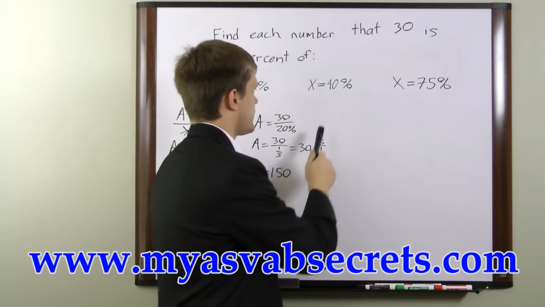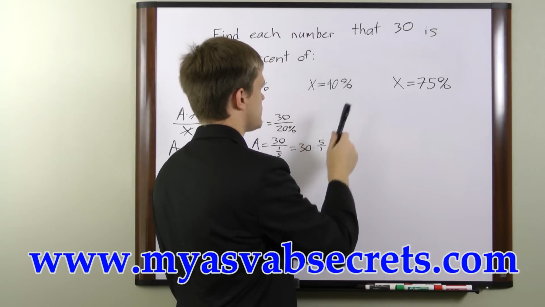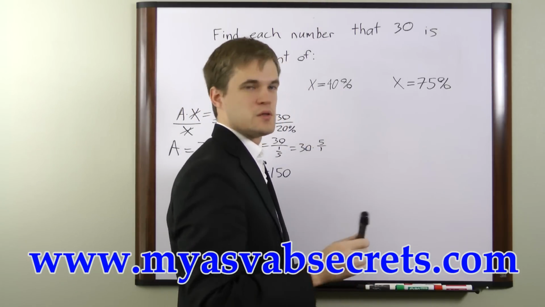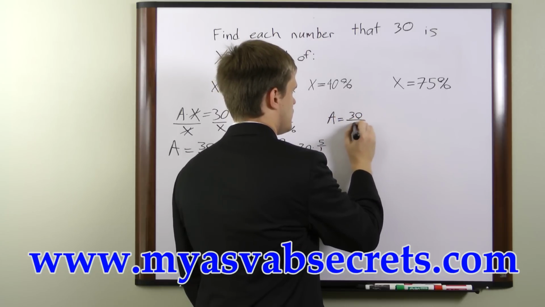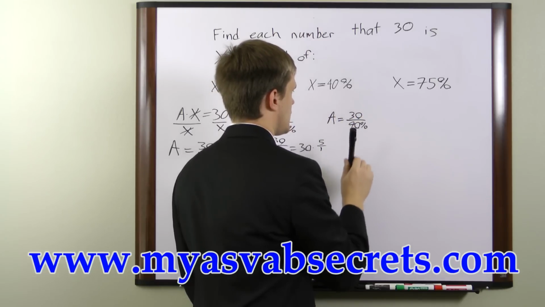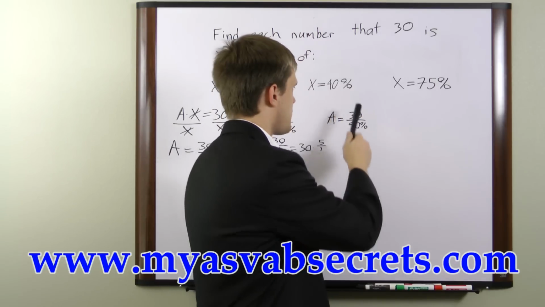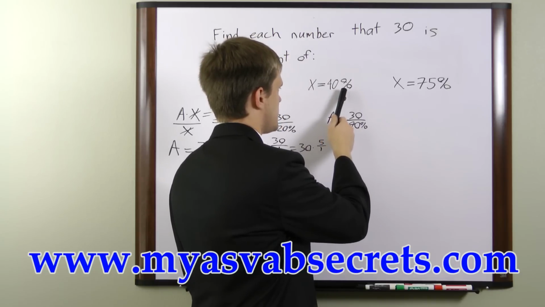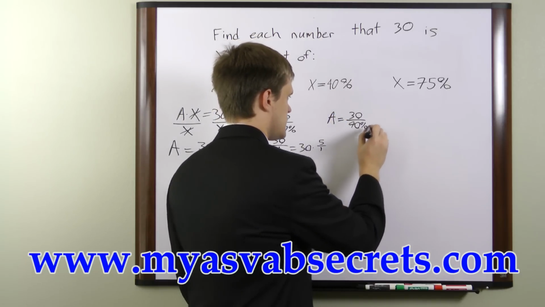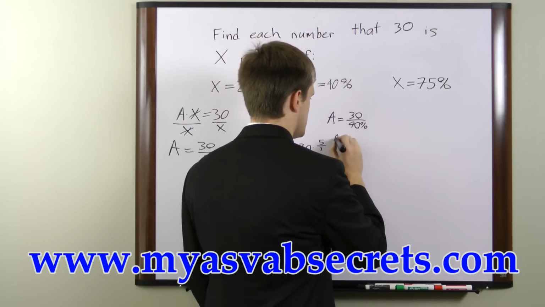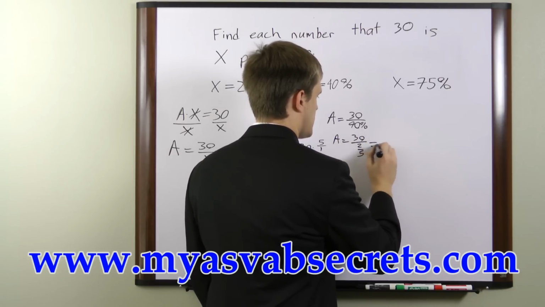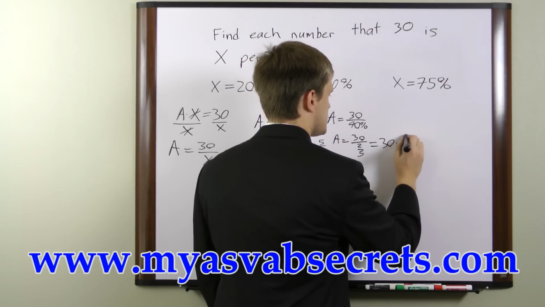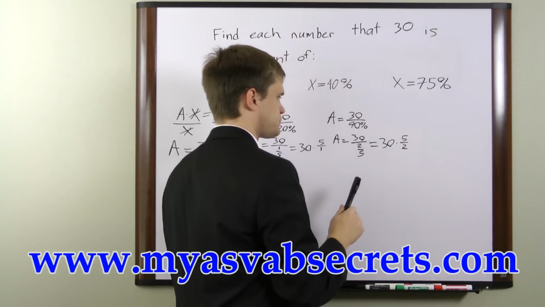In the next example, we have a value of x as 40%. So we can write a equals 30 over 40%. Once again, we're going to convert this to a fraction. 40% is the same as 2/5. So a is equal to 30 over 2/5, or 30 times 5 over 2.